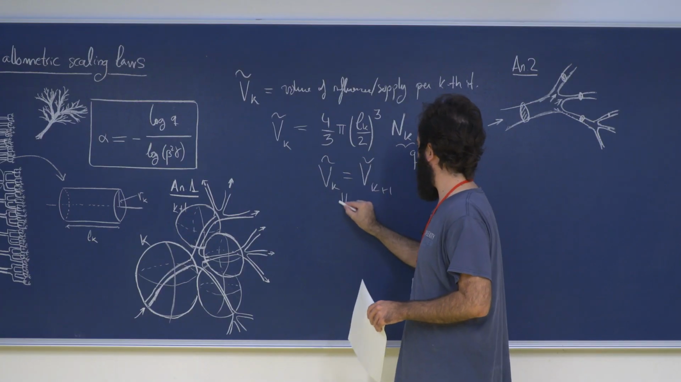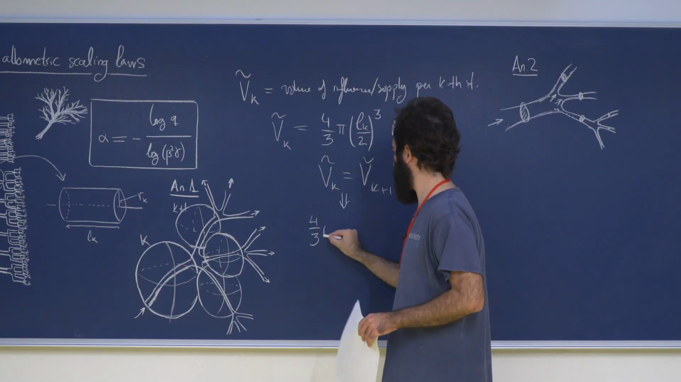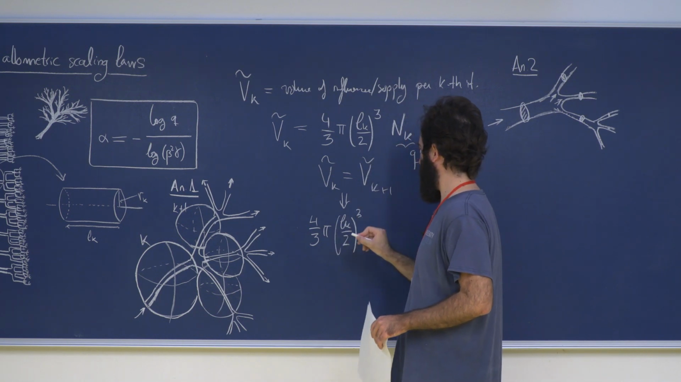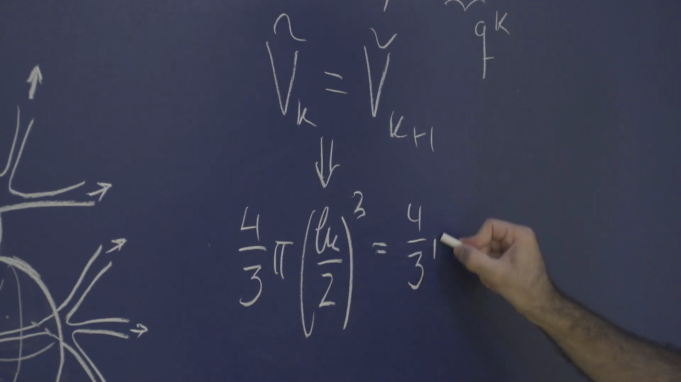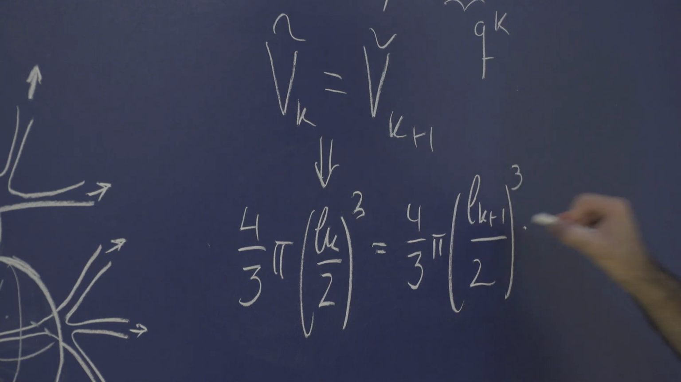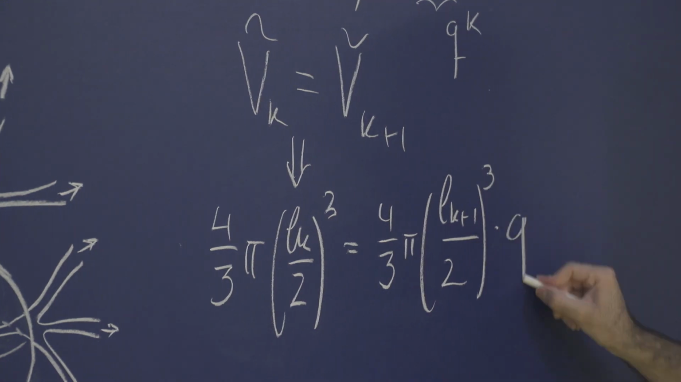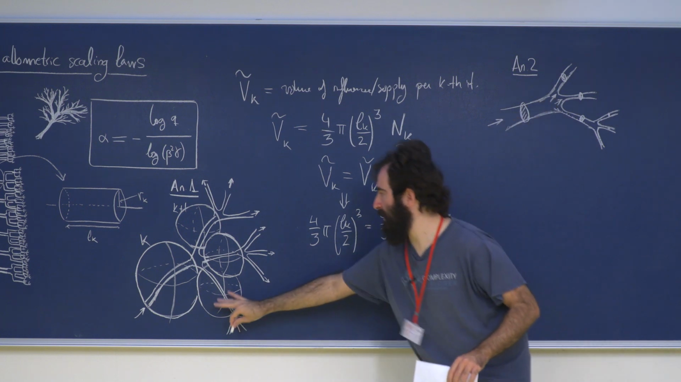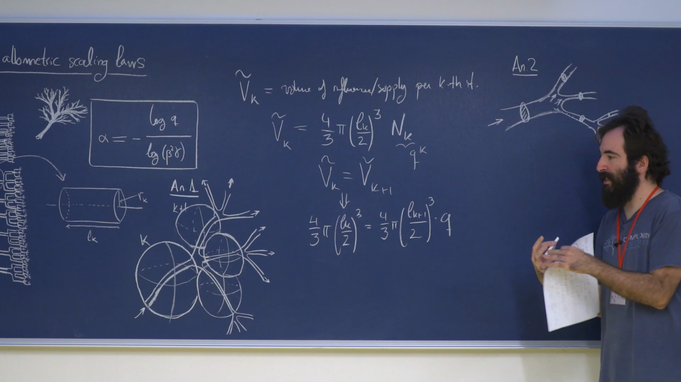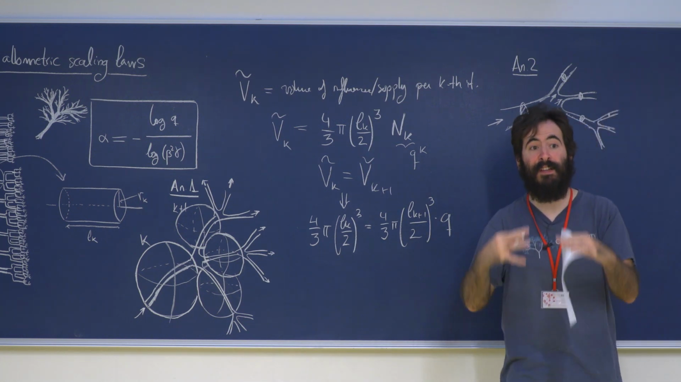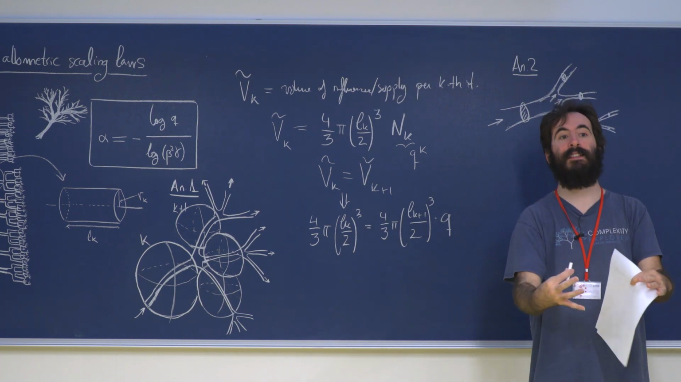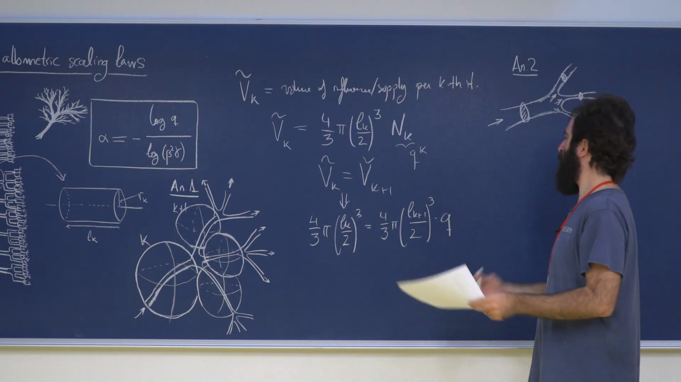Right, so if we put all of this together, we'll have here 4/3 pi (L_k/2)^3 equals 4/3 pi (L_{k+1}/2)^3 times q, right? Because this is happening q times at the next level. So this equals this one over here. And by doing this, we're saying that in each iteration, we are preserving the same volume of influence, the same volume that we are supplying to. That's the idea.